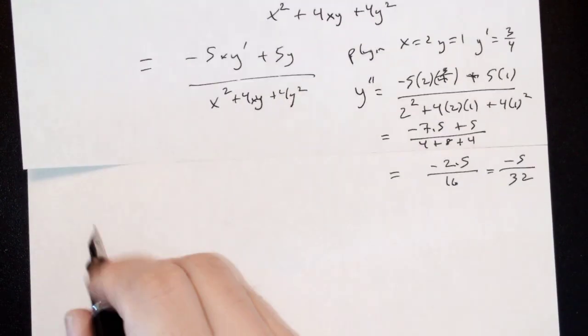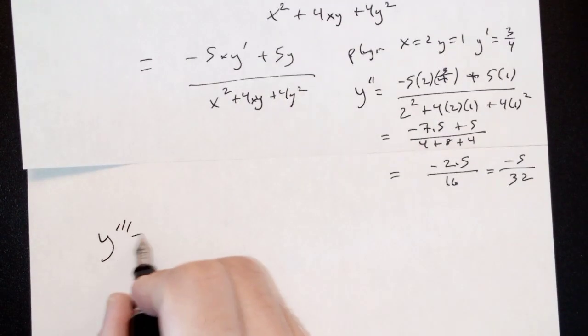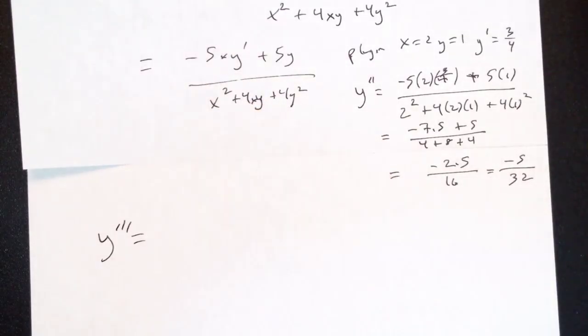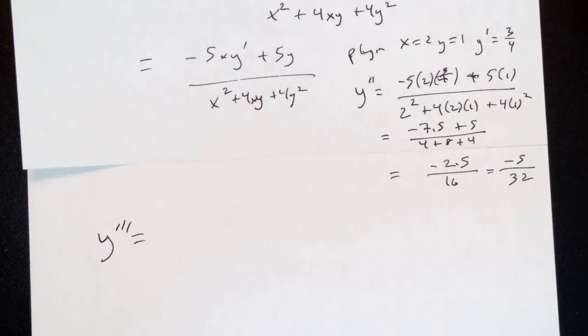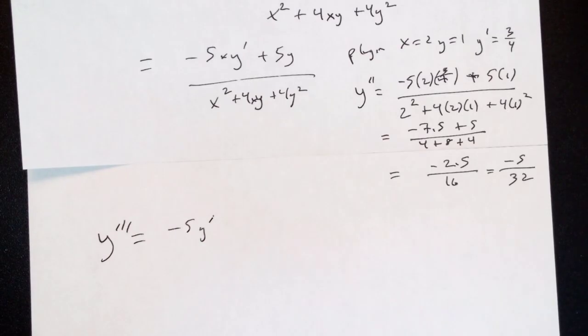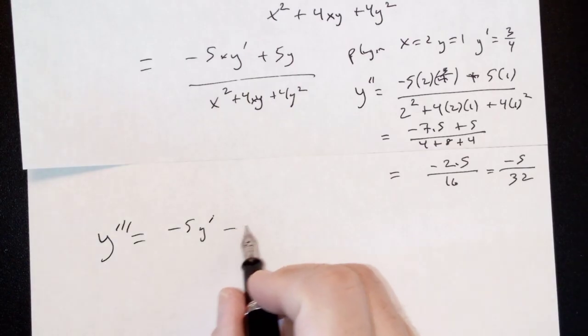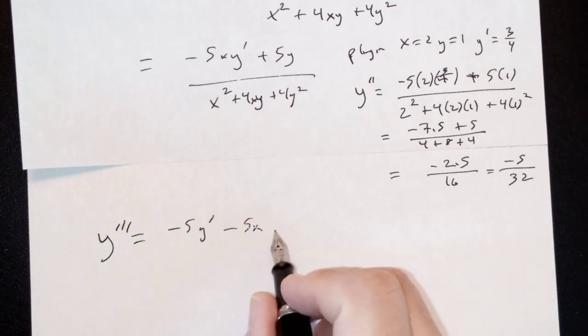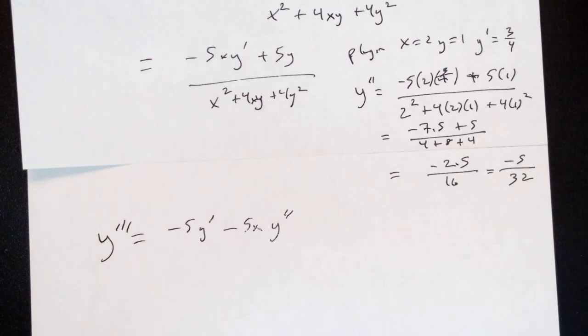So my third derivative, taking the derivative of this. What's the derivative of 5x? Just 5. Leave the y prime alone. Then leave the 5x, take the derivative of y prime, that's y double prime.